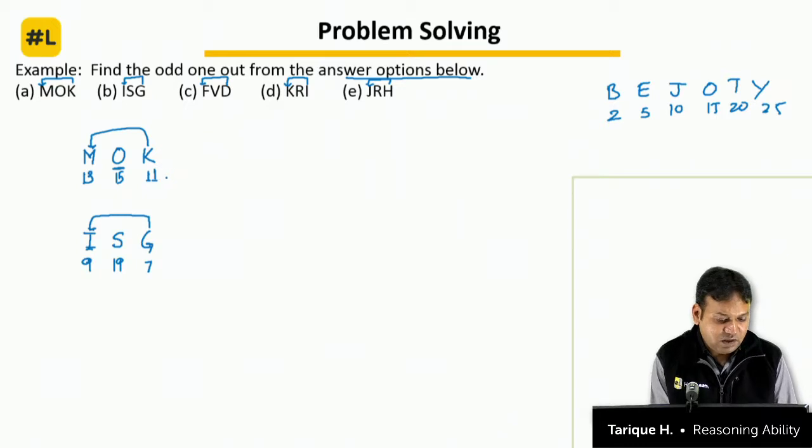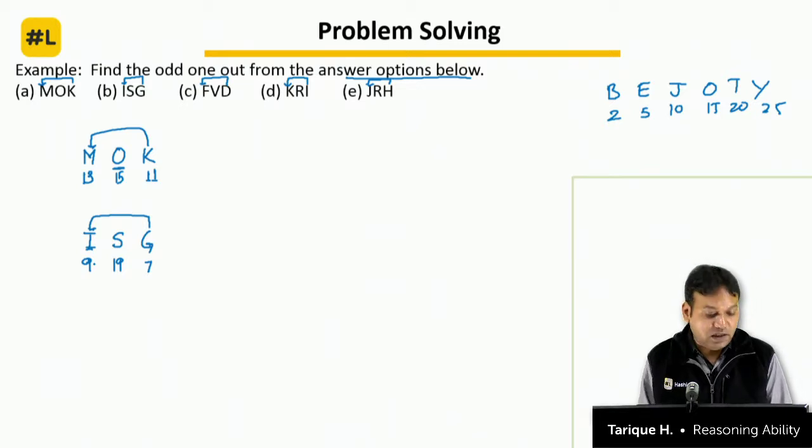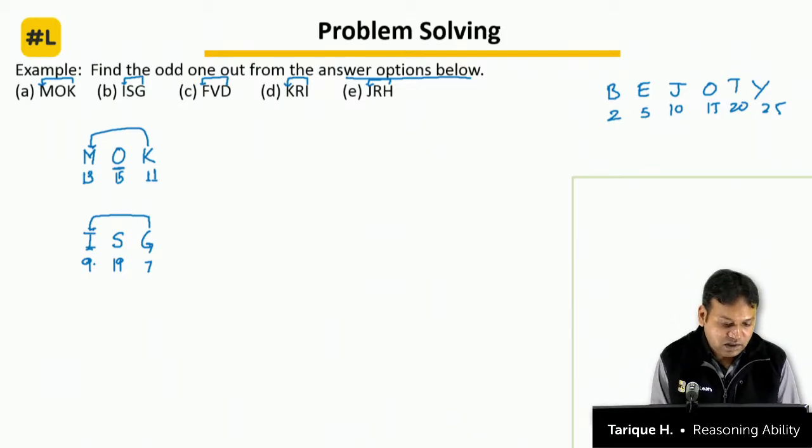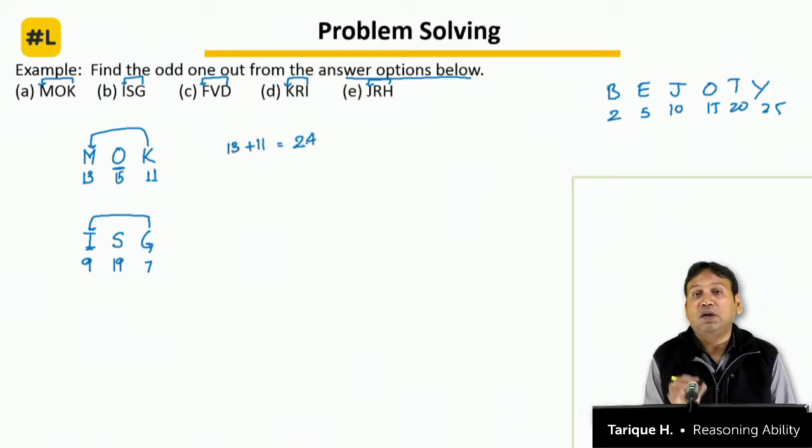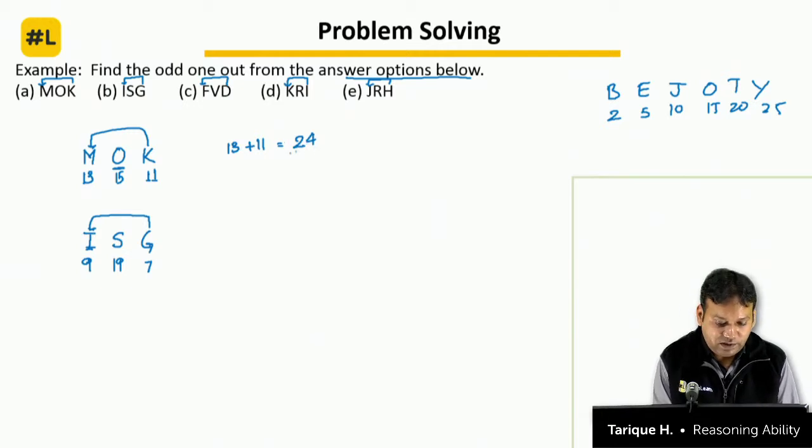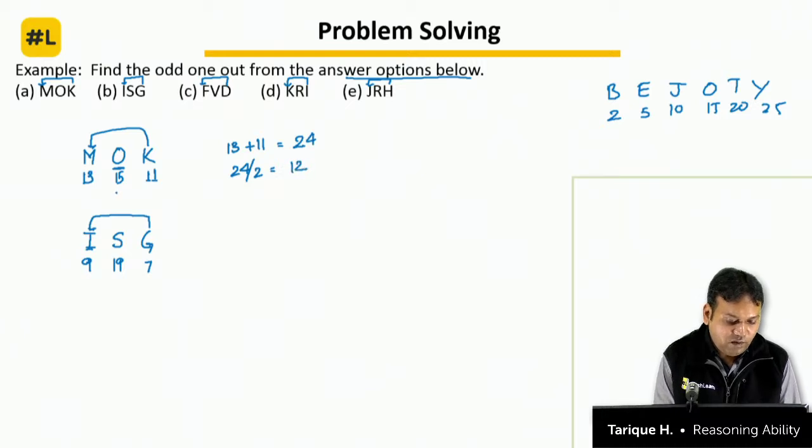13 plus 11 is 24, and this is 15 minus 9. 9 plus 7 is 16, and this is 19, plus 3, so that's not giving us a direct link, but let's see something else. 13 plus 11 is 24. So what is exactly the logic of this question? 13 plus 11 is 24 and 24 by 2 is 12, and the value of O is 15, and you see 15 plus 12 is 27.